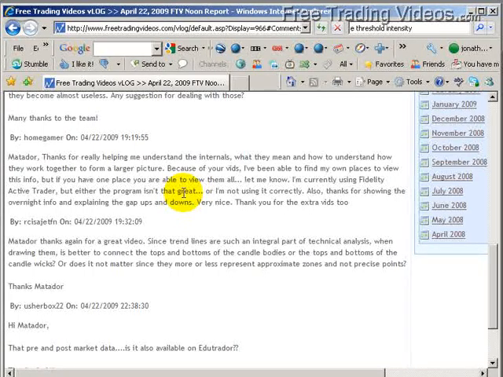And you can use that to your advantage and look at all the market internals right in there for free as well.